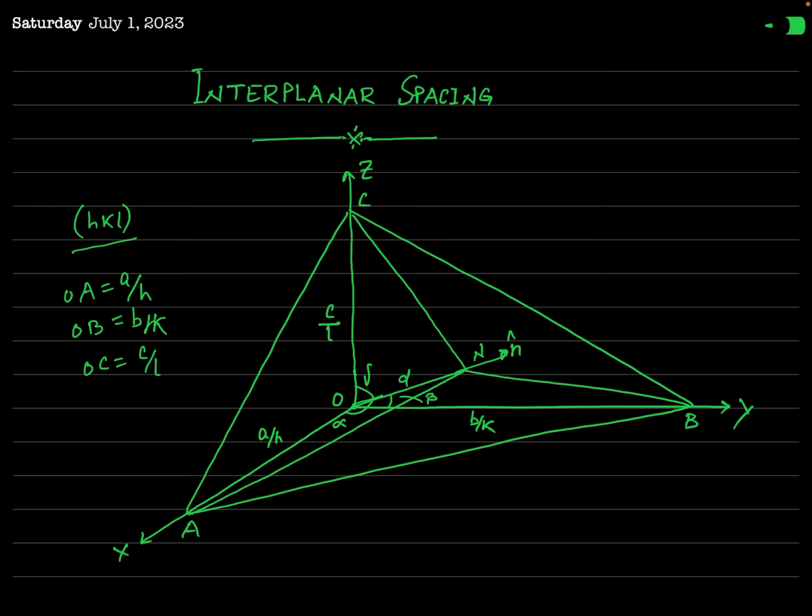Now let us draw a perpendicular ON. You can see the figure. This line ON is a perpendicular drawn on the crystal plane ABC from the origin O, which is lying on the other parallel plane. The length of this perpendicular ON, which I have marked by d, is actually the interplanar spacing. This is the shortest distance or the perpendicular distance between the two parallel planes indicated by the indices HKL.